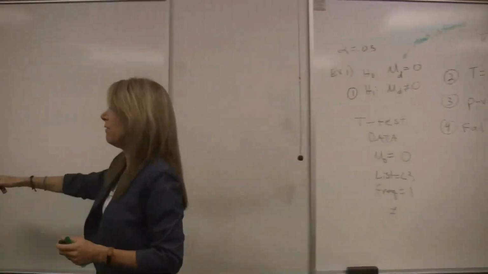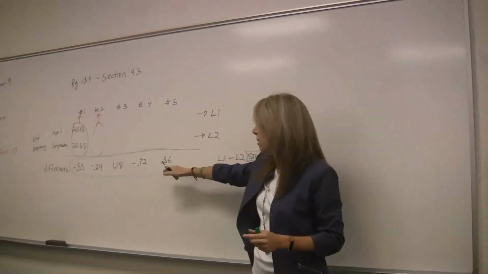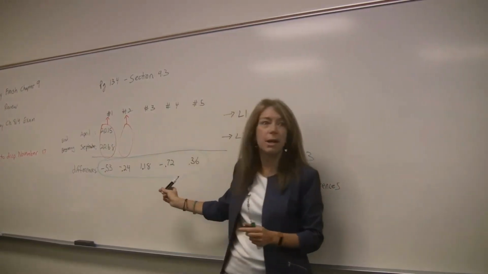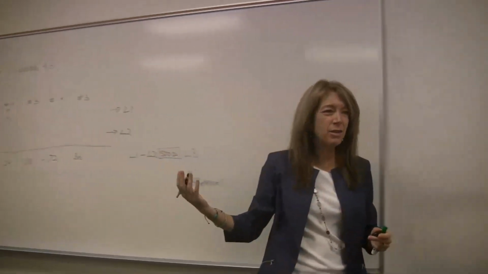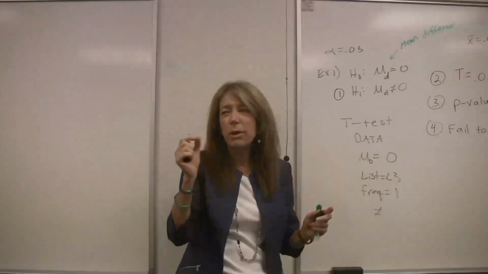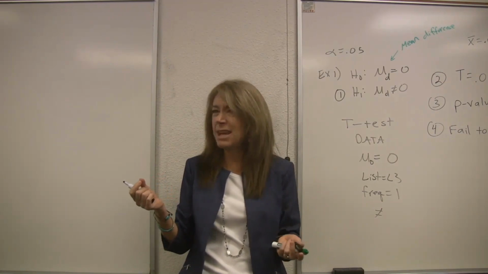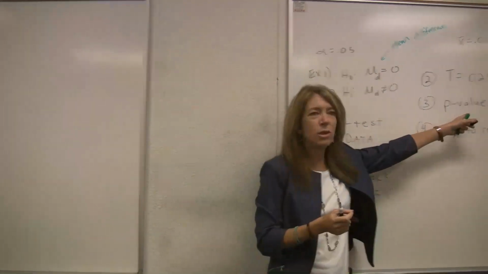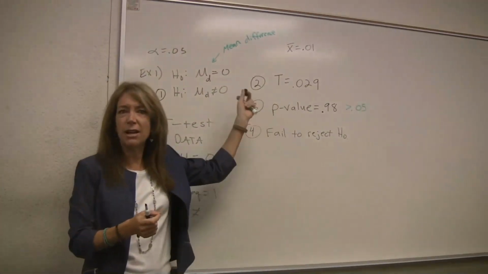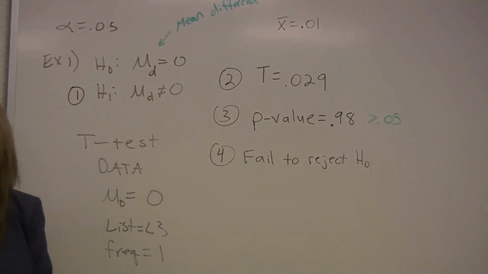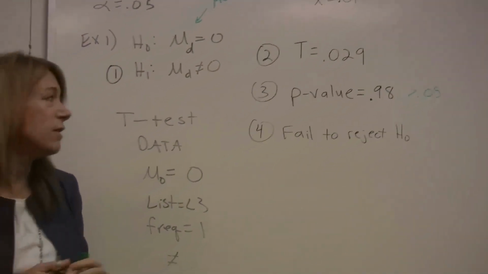So this sample of 5 students, some people lost weight, those are the negatives. Some people gained weight, those are the positives. But the average change for those people was 0.01. That's hardly any difference at all, right? So it makes sense that our results wouldn't tell us to reject H0 because our sample mean is so close to 0. So we don't have evidence of much of a difference.